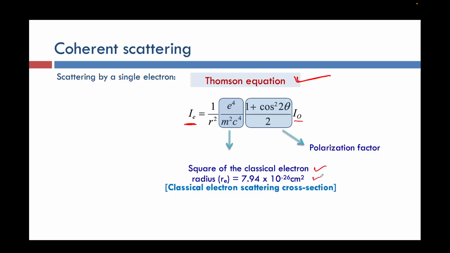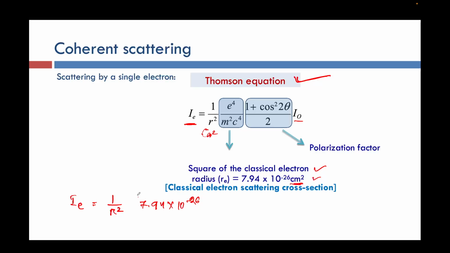Now comes an interesting question. Let's say I am writing IE equals 1 by r square, and I am writing this value 7.94 into 10 to the power minus 26. Here you can see the unit is centimeter square, right? And here r is given in centimeter. So centimeter square is in the denominator and centimeter square is in the numerator, so it will eventually cancel out.